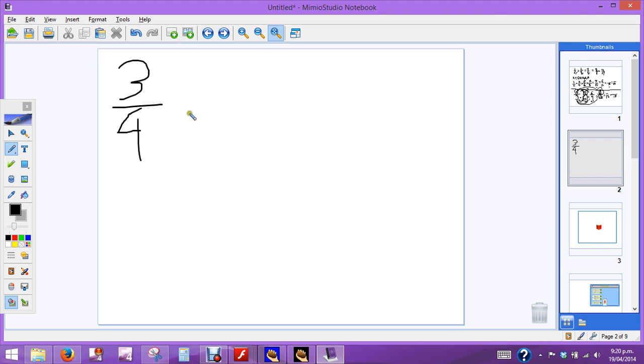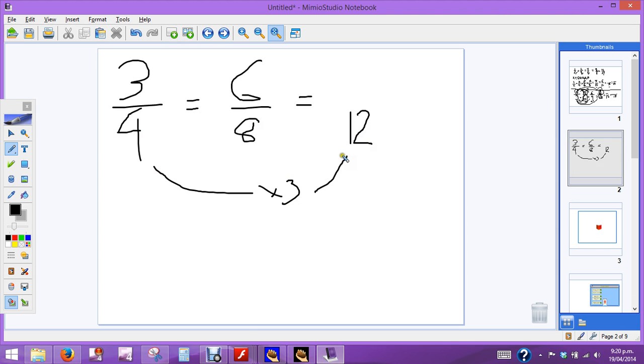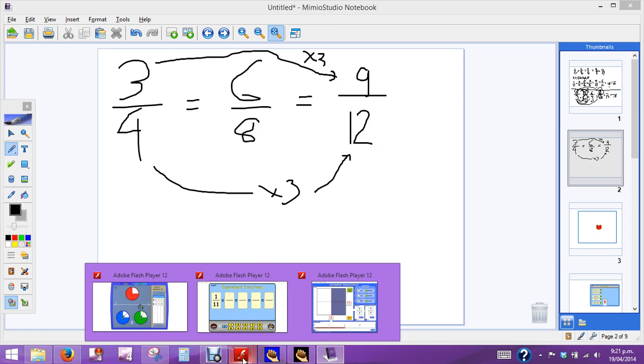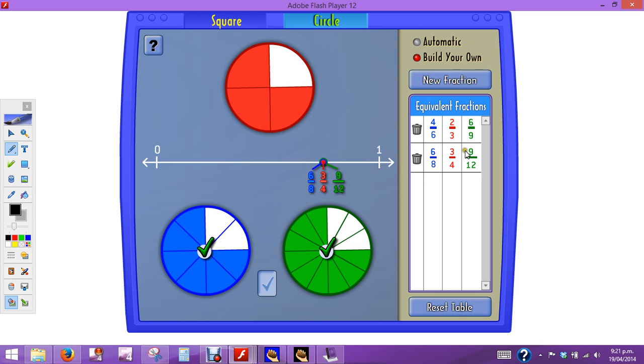3/4 is exactly the same as 6/8, is exactly the same. What do we do to quarters to make it 12ths? We times it by 3 to get to there. So we take the shaded part and we triple each of those 3 to make 9/12. There, correct.